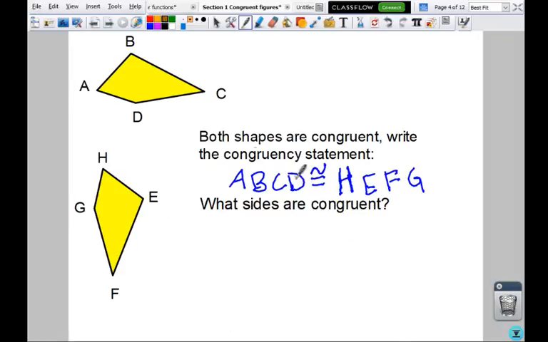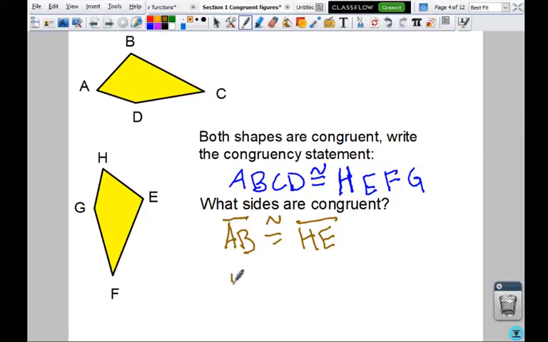Okay, so we've listed the congruency statement, or how the corners match up. We're also going to list which sides match up. I'm going to take each side from my top shape and match it to the side on the bottom shape. So I'm going to go side AB, and it's a segment there, so it is going to be congruent to segment HE. I'm just going to keep going through and match up whatever sides match up on the top shape and on the bottom shape.